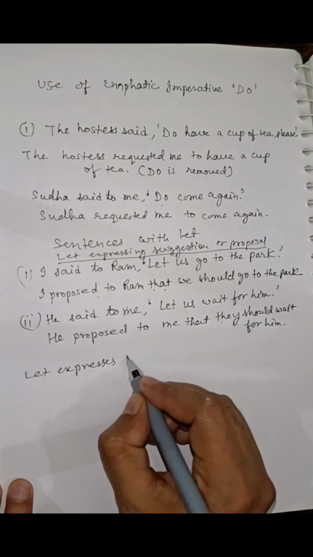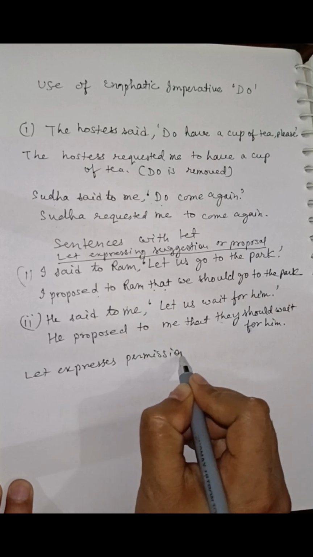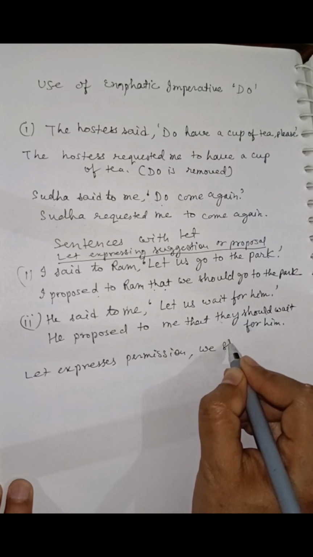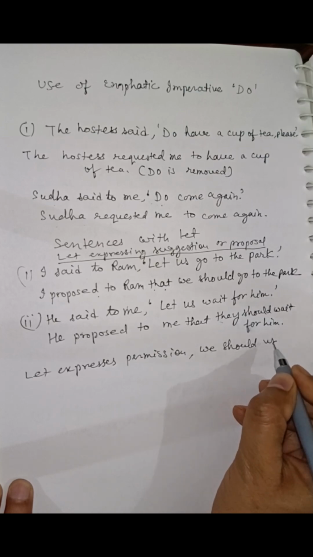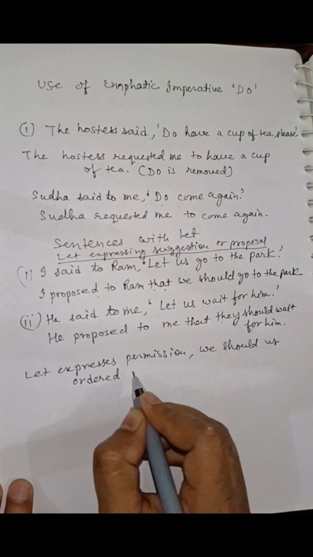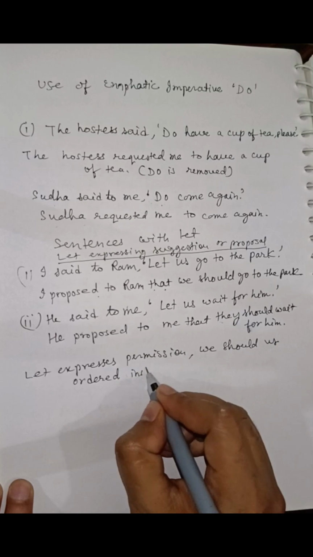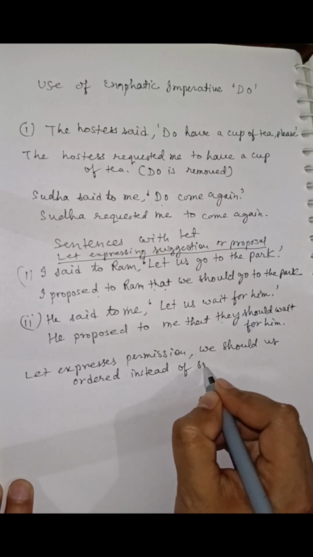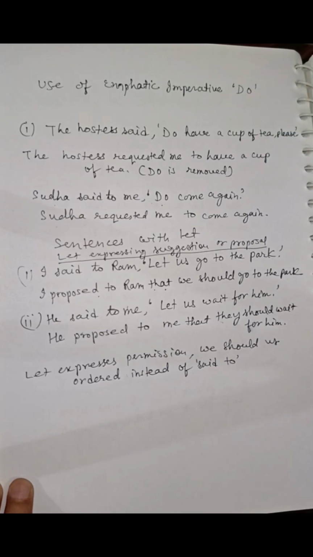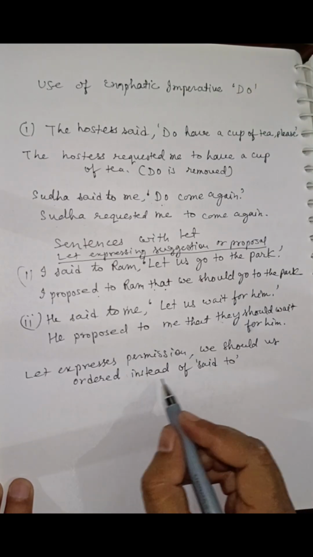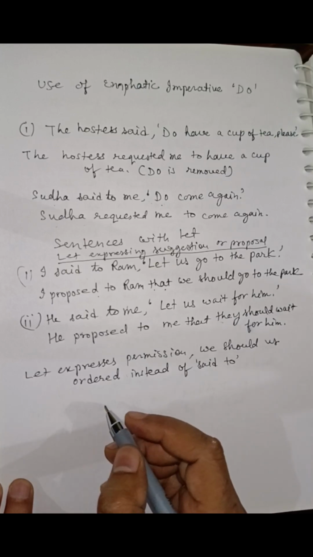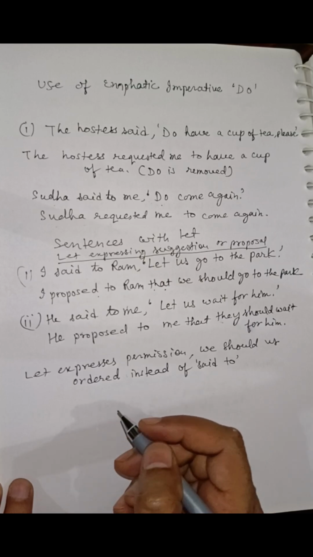Now, "let" also expresses permission. Then we should use "ordered" instead of "said to". "Ordered" will be used in place of "said to". So the reporting verb "said to" will be changed into "ordered", or "allowed" also we can say.